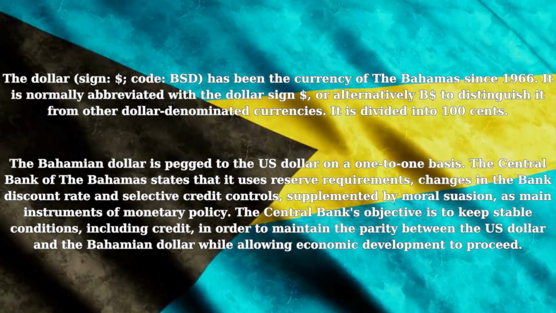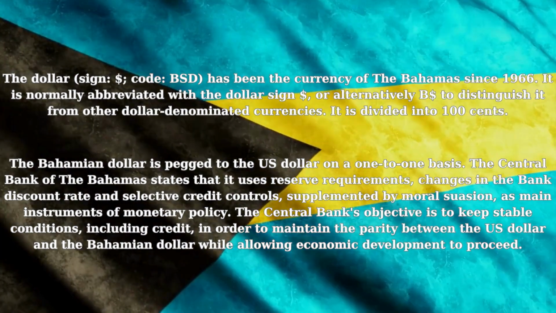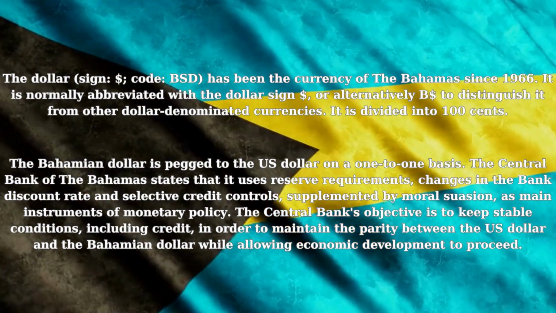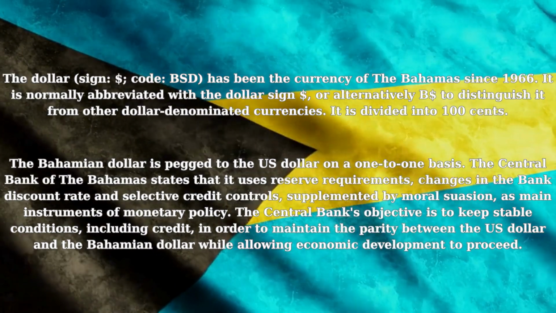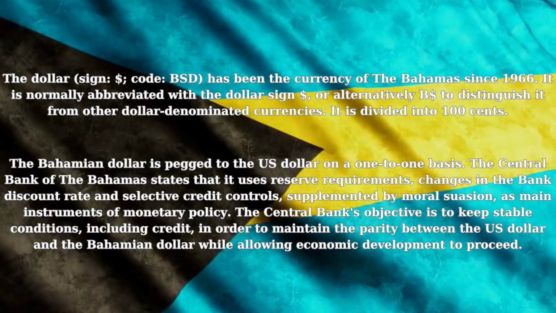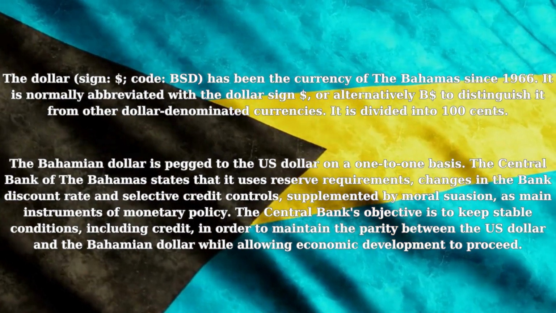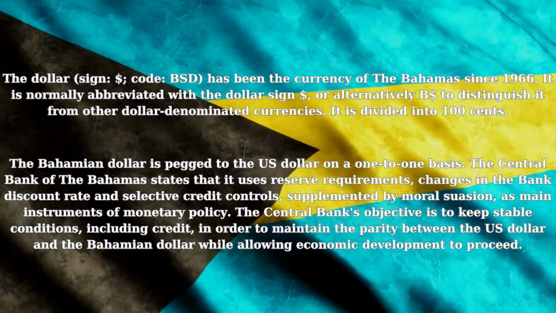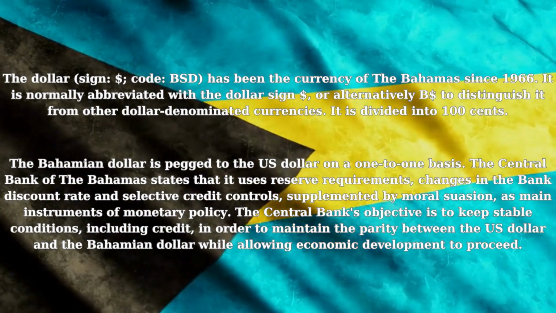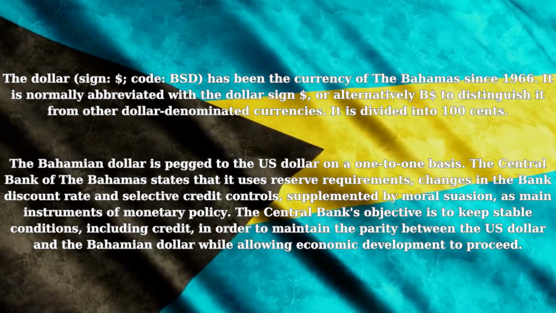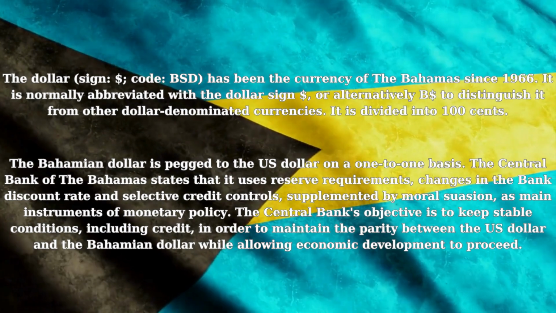The Central Bank of the Bahamas states that it uses reserve requirements, changes in the bank discount rate, and selective credit controls, supplemented by moral suasion, as main instruments of monetary policy. The central bank's objective is to keep stable conditions, including credit, in order to maintain the parity between the US dollar and the Bahamian dollar while allowing economic development to proceed.